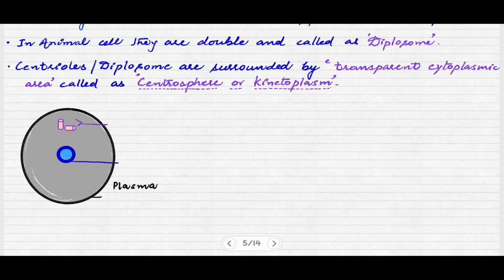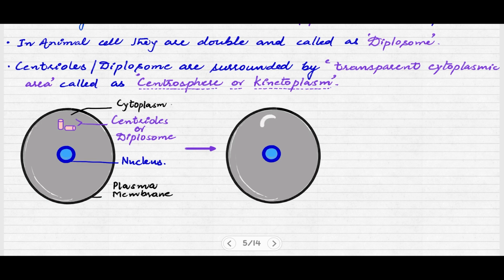There are two diagrams of centrioles or diplosome. In the first diagram, you will only see the centrioles or diplosome which are at right angle to each other. In the next diagram, you will see a clear or transparent area around the centriole which is called as centrosphere or kinoplasm.